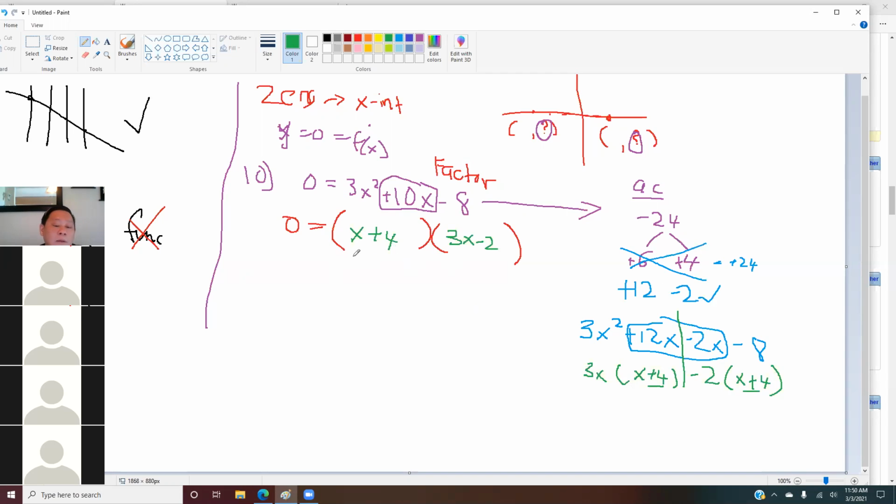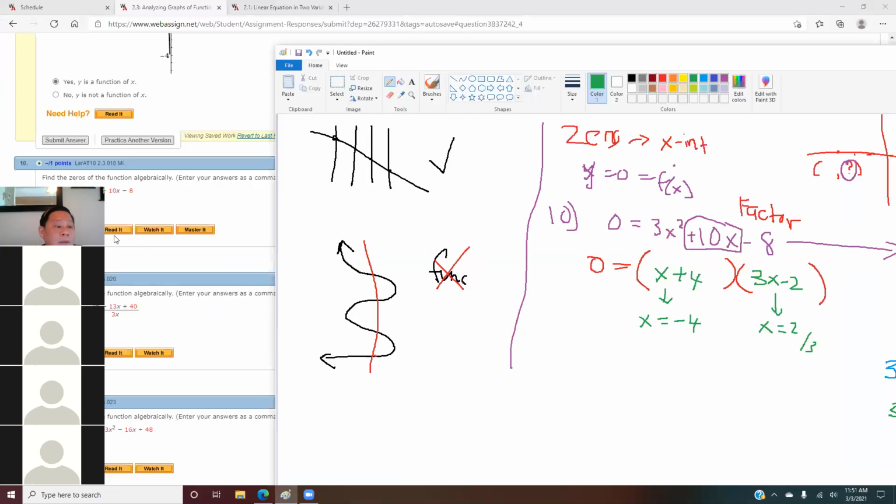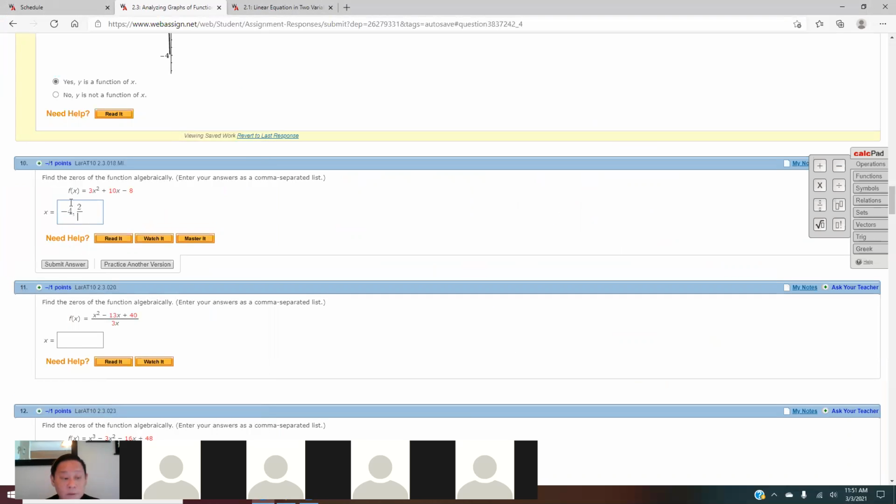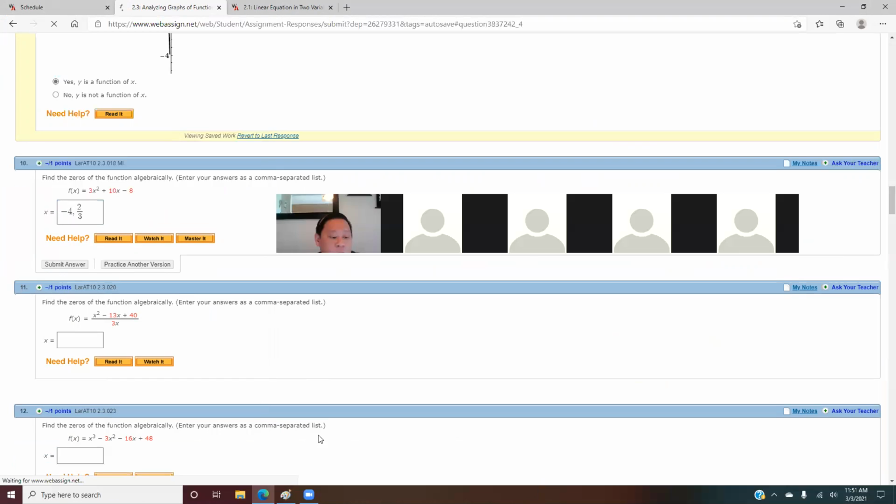Can someone solve for x here? What is x in this case? Don't forget, this is equal to 0. x is negative 4. And x in this case? 2 over 3. Yep. So your answer in this case will be negative 4 and 2/3. So this is how you put your answer here: negative 4, 2/3. Comma. Make sure you put a comma.